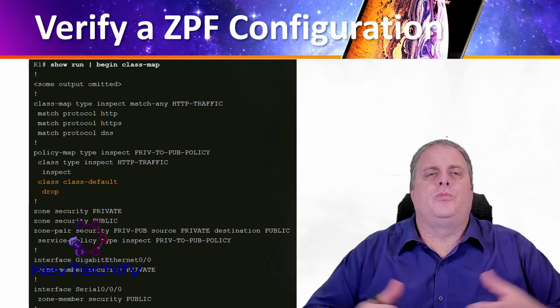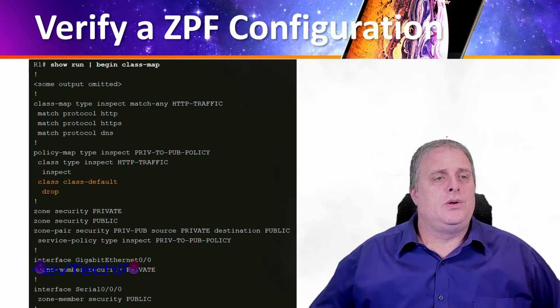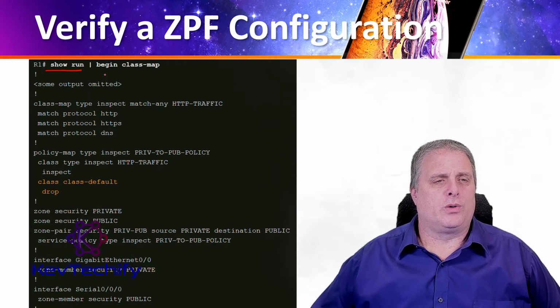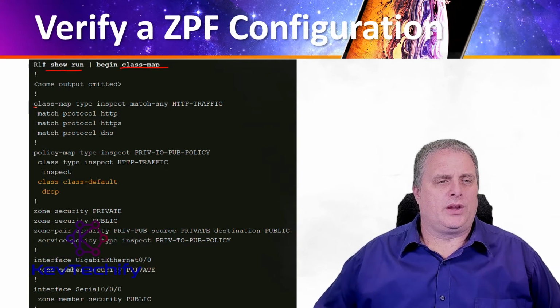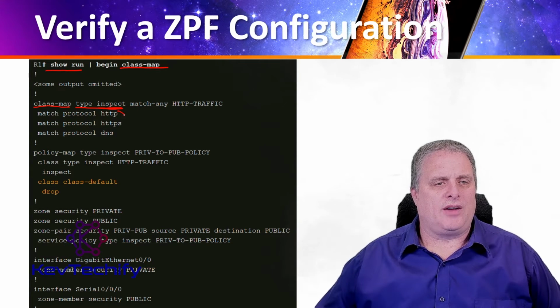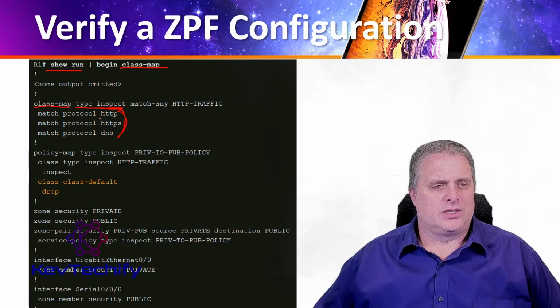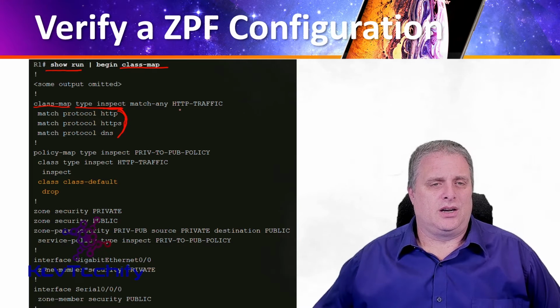To verify your zone-based policy firewall configuration, you can use the show run command. Here we're using the show run command. We're beginning it with the first line that starts with class map. Right here, you can see we have our class map, and we're doing inspection again. Inspection is for a zone-based policy firewall. And if they match any of the match criteria here, so we have our match criteria set up here. So if it matches the protocol HTTP, protocol HTTPS, protocol DNS, that'll be considered matching here. And we've named it HTTP traffic.